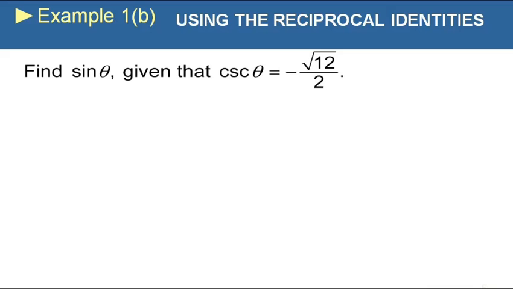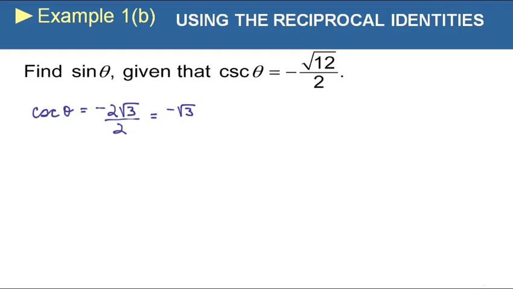Now for part B, find sine of theta, given that cosecant theta equals negative square root of 12 over 2. I know that we could do the same thing we did in part A. We could just start by taking the reciprocal of both sides, but I noticed that square root of 12 is a radical that can be reduced. So if we think of square root of 12 as square root of 4 times 3, then the square root of the 4 is 2, and that will leave us 2 outside the radical. These 2's will reduce, and we will have cosecant of theta equals negative square root of 3.